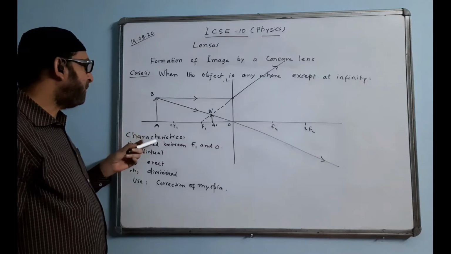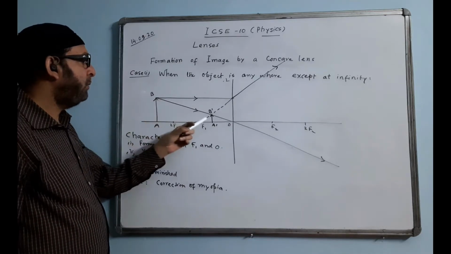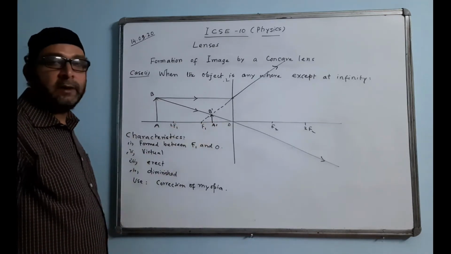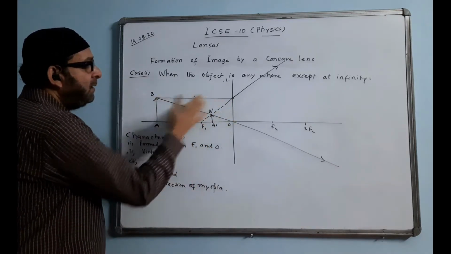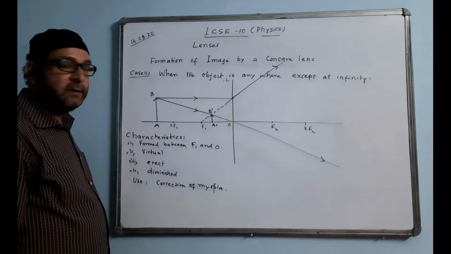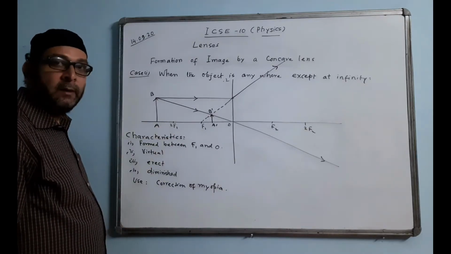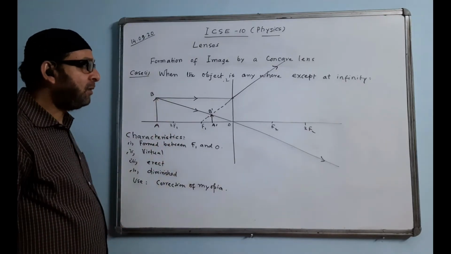You can say the image is formed between the object and the lens. Here the image lies anywhere between the object and the lens. It is a virtual image. So we have only two cases in the concave lens.